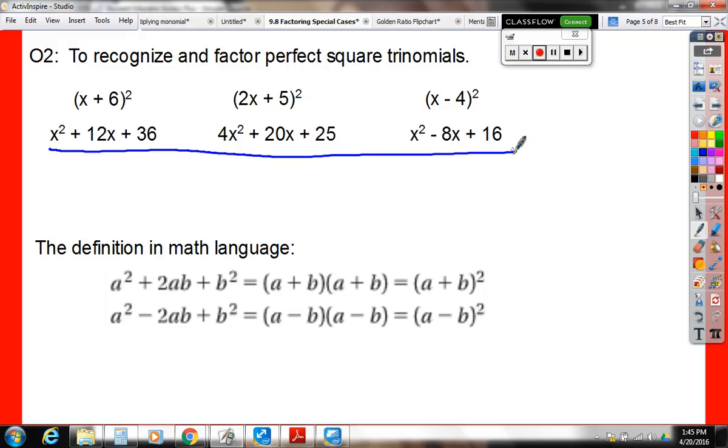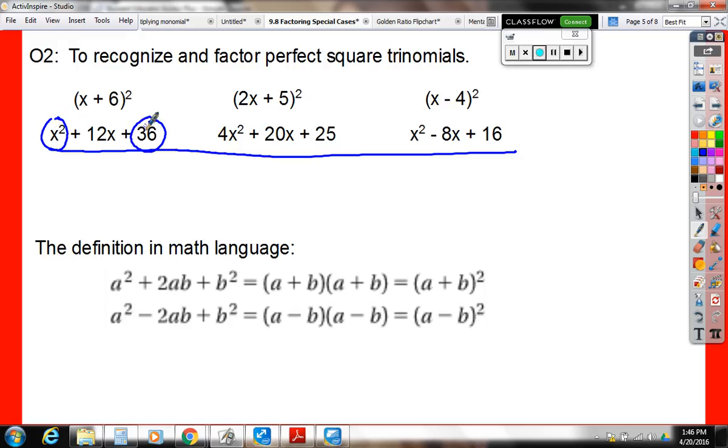Square root of what? The square root of x squared. Okay, so we can take the square root of the x squared, and the second number, this one? What is the square root of 12? There is none. There isn't a rational square root of 12. There is 36. So we could take the square root of this one, and we could take the square root of this one.